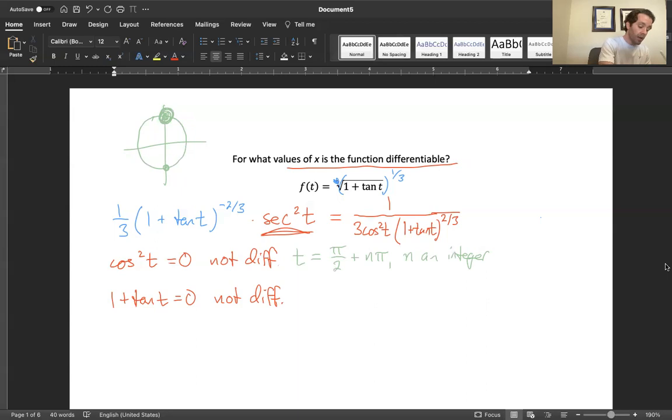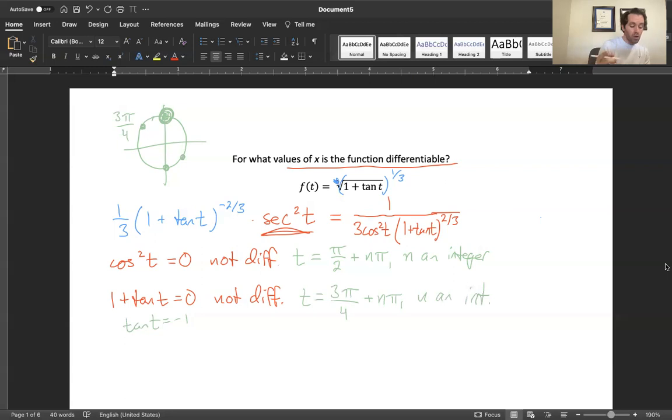This means that you have to be at a point where tangent is equal to -1. That happens halfway through the second quadrant, and it also happens halfway through the fourth quadrant. So this is 3 pi over 4. And the same way that these solutions were separated by a half circle, these are also separated by a half circle. They're exactly halfway across the circle from each other. So this is going to be t equals 3 pi over 4 plus n pi, where n is an integer.